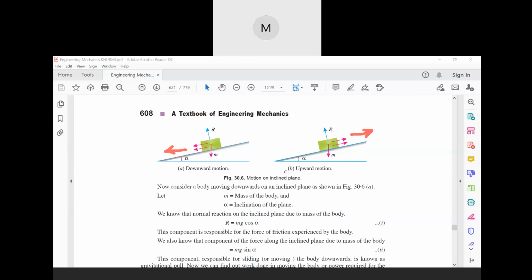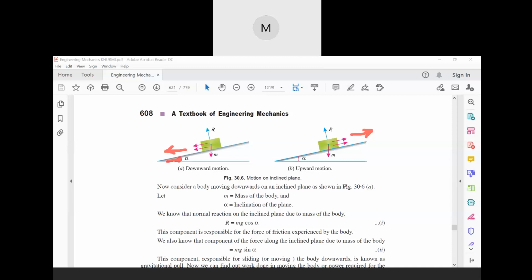Now here, if you see, the angle through which this inclination takes place is alpha. And the body is moving either upwards or downwards. Here we are assuming that m is the mass of the body, and alpha is the angle of inclination of the plane. Good, very good.